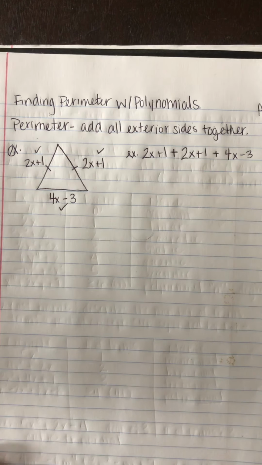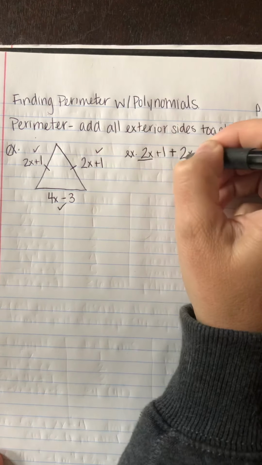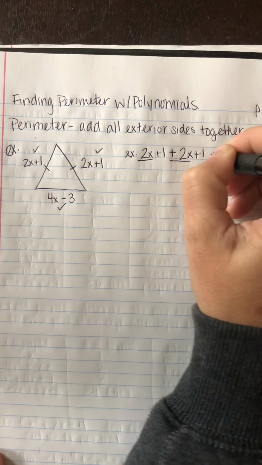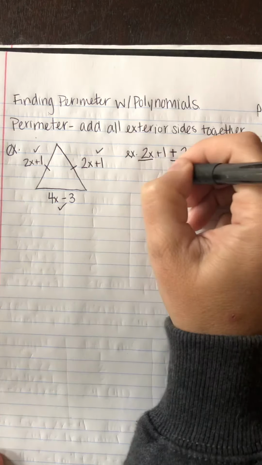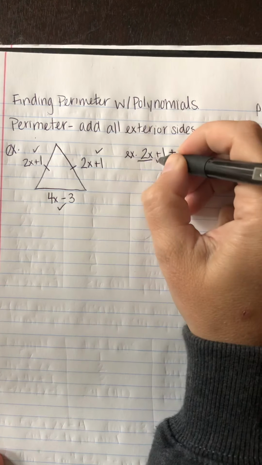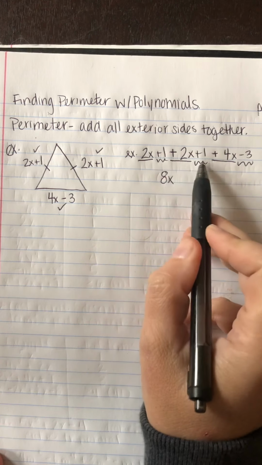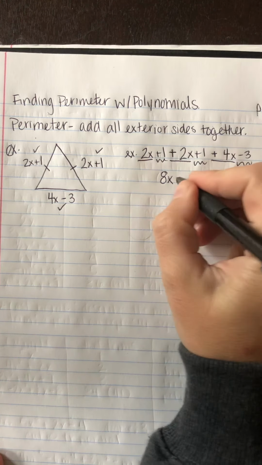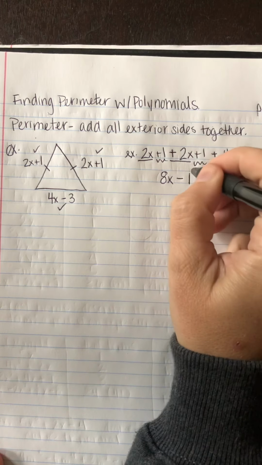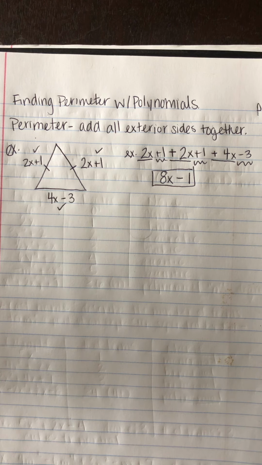All right, so once you've added all of your sides together, you'll just combine like terms. So we're looking at 2x plus 2x plus 4x. That's going to give us a total of 8x. And then we have plus 1, and minus 3. So that's going to give us 1, 2, minus 3 is going to give us negative 1. So our perimeter here is 8x minus 1.